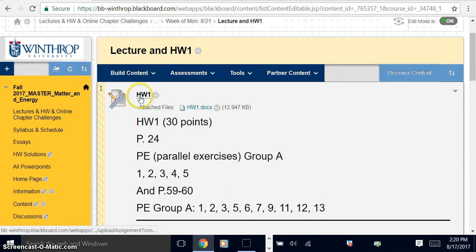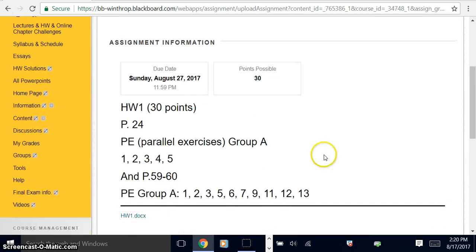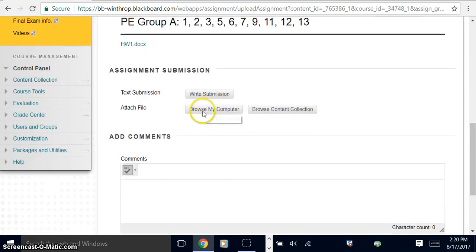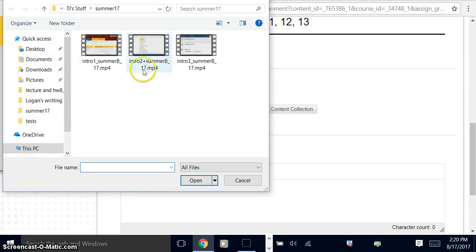I just set this up. So for homework 1, you just click on this underscored homework 1, and there it is. And so to upload the file, you just click on Browse My Computer, and here's, let's see, where did I put this? All right, no, that's not what I thought it was. I thought I just put one in there. Hold on. Well, it doesn't really matter.